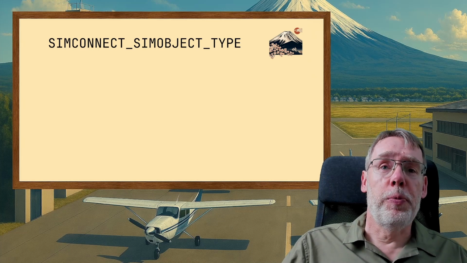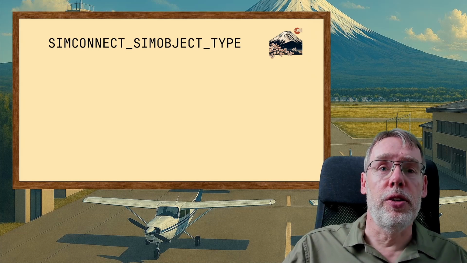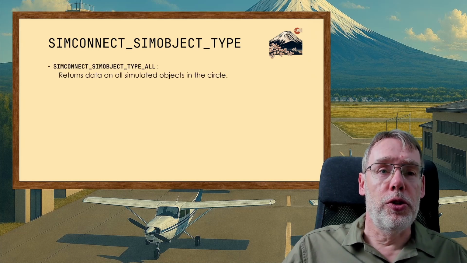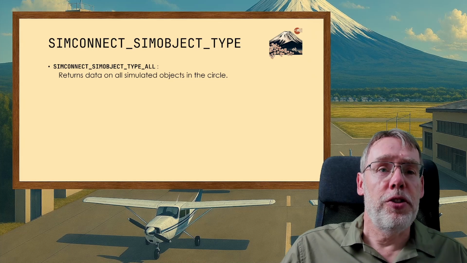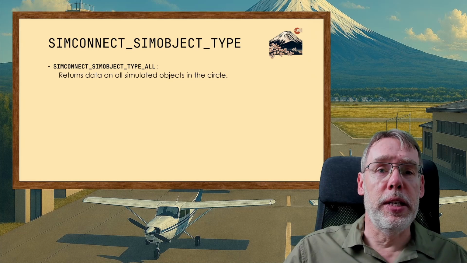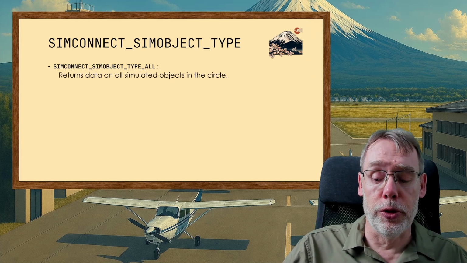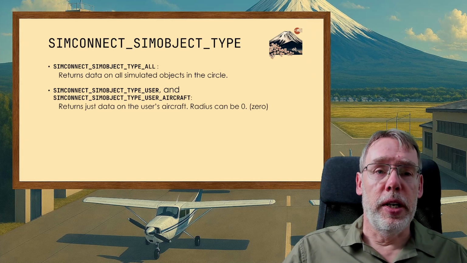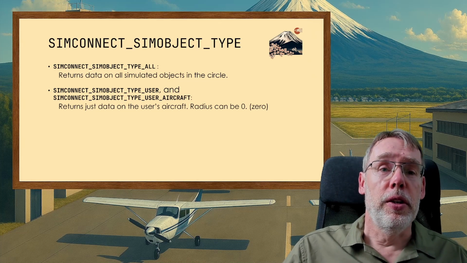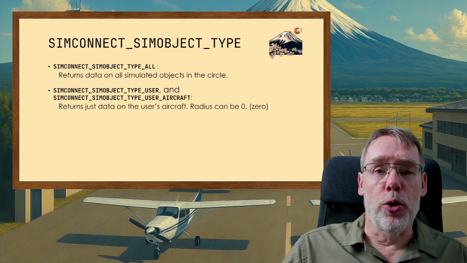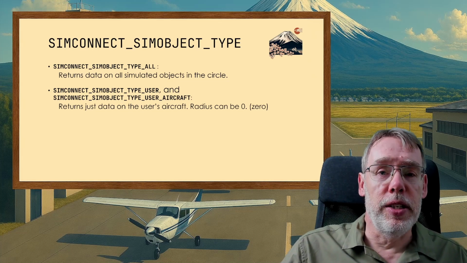The SimConnect object type is an enumeration that you can use to specify what you want to receive. The simplest to use, of course, is SIMCONNECT_SIMOBJECT_TYPE_ALL. This will get you the data on all simulated objects within the circle specified. Then we have the type user, and since 2024, the type user aircraft. This just returns the data on the user's aircraft. Of course, if this is all you want, then you can just use a radius of 0.